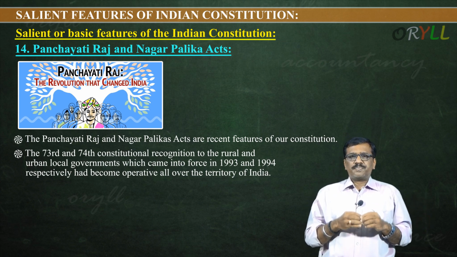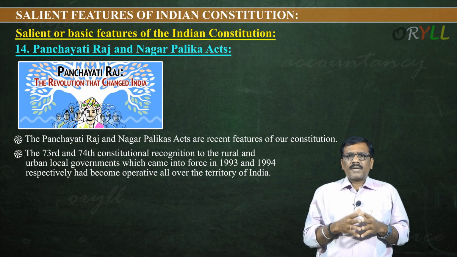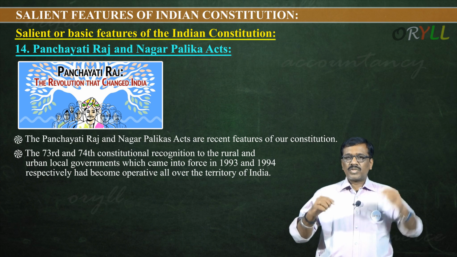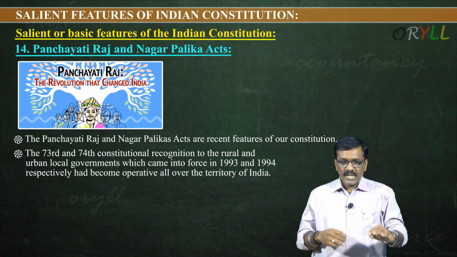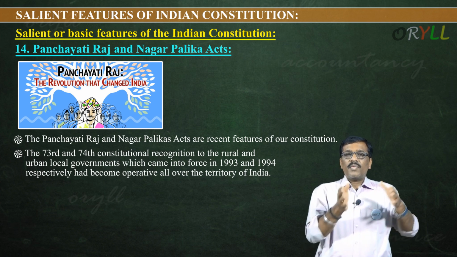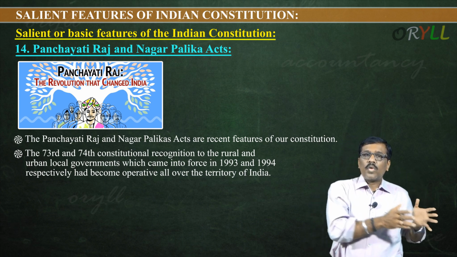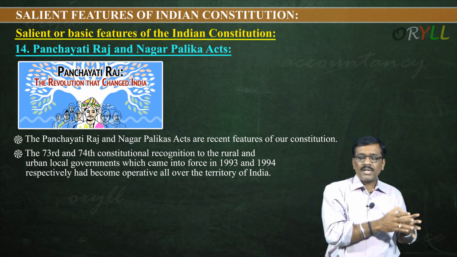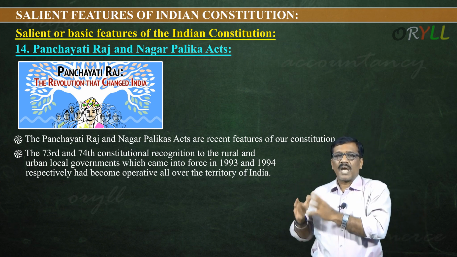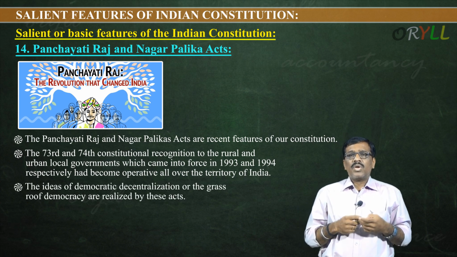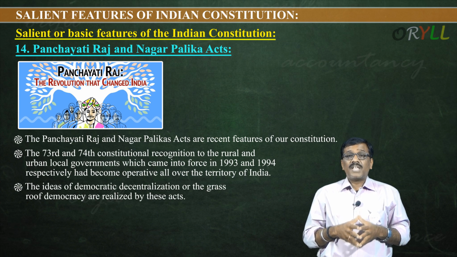So these are operative all over the territory of India at the third tier, because we have the center, state, districts and villages. At the district level we have this local government. We have urban local government and rural local government in villages. Urban in the sense in cities, rural in the sense in villages. The ideas of democratic decentralization or grassroots democracy are realized by this act.